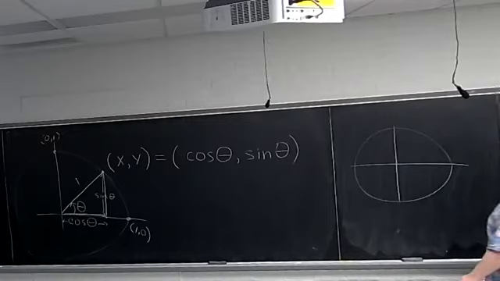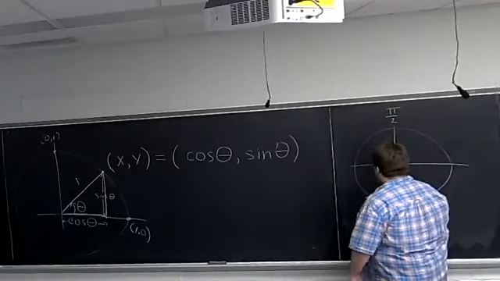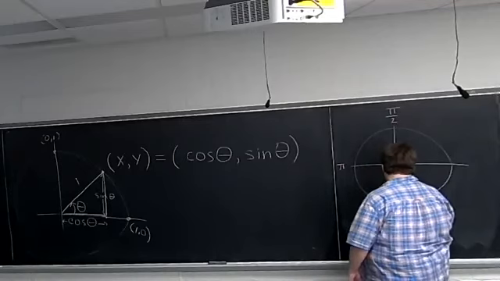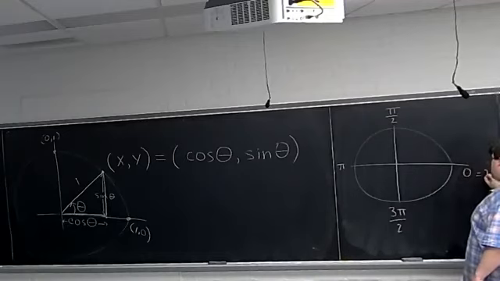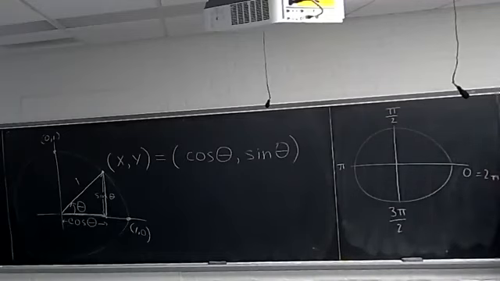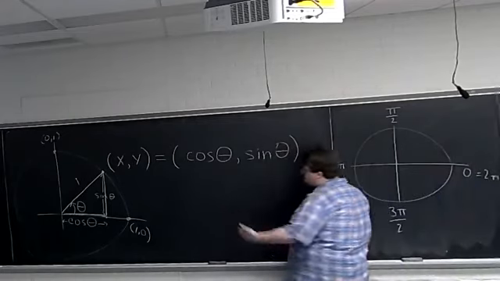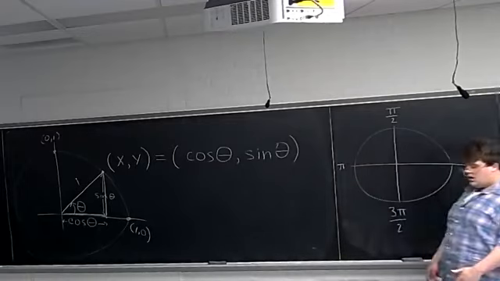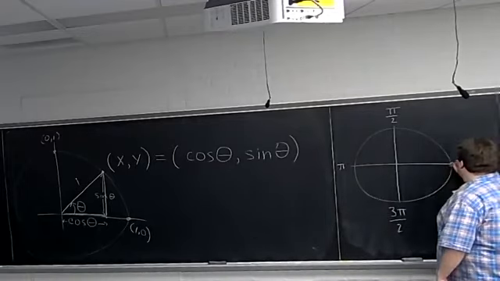I labeled a couple of radian measures on that first circle. We had pi over 2, we had pi, we had 3 pi over 2, we had 0, but we noted that that also equaled 2 pi. We can use this to evaluate trig functions at certain lengths, so at certain angles, you can think of it. How can we do that?